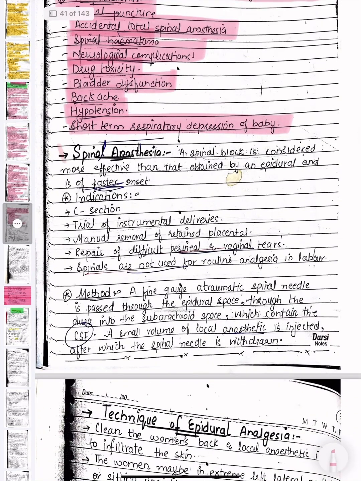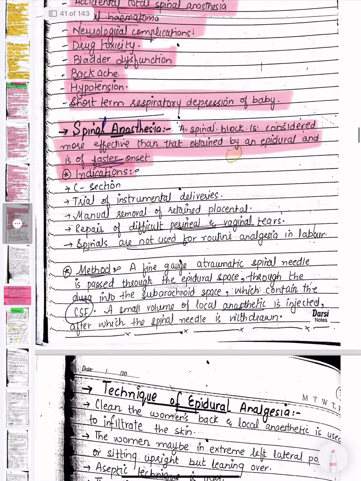Now, spinal anesthesia. A spinal block is considered more effective than that obtained by an epidural and is of faster onset. The indications are C-section, trial of instrumental deliveries, manual removal of the retained placenta, repair of difficult perineal and vaginal tears. Spinals are not used for routine analgesia in labor.